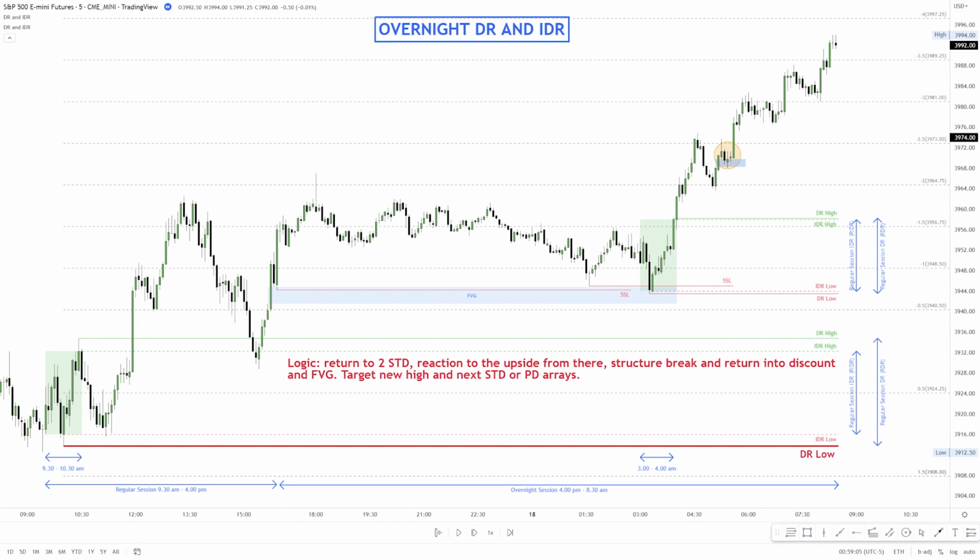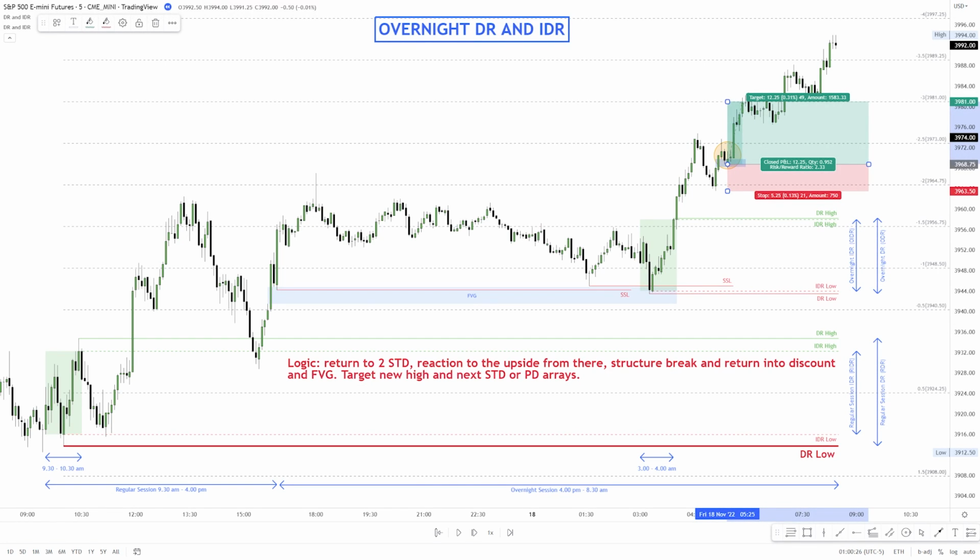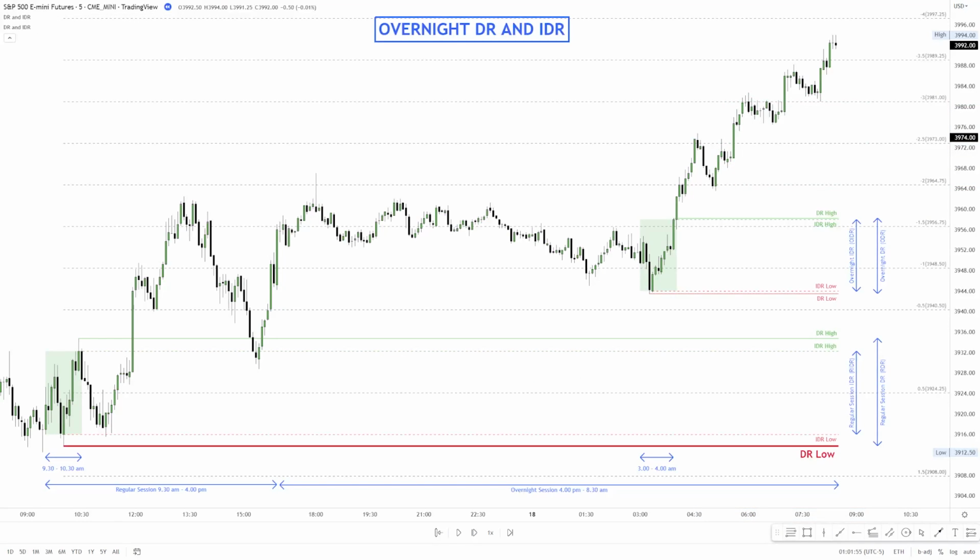We see a structure break with a nice return into a fair value gap into discount, which we use to enter a long trade with a target new high and 3 standard deviation level. Price action continues to the upside and reaches our target and the standard deviation 3 level and grants us another 2.33 risk-reward trade.